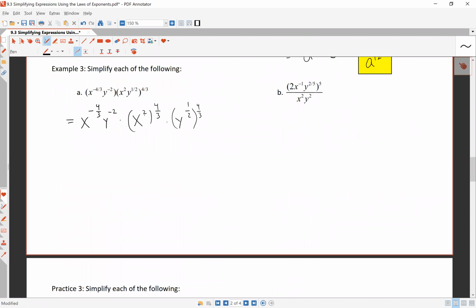x squared to the 4/3, these multiply. And so that gives us x to the 8/3. y to the 1/2 raised to the 4/3, those multiply. 2 goes into 2 once, into 4 twice, and that gives us y to the 2/3.